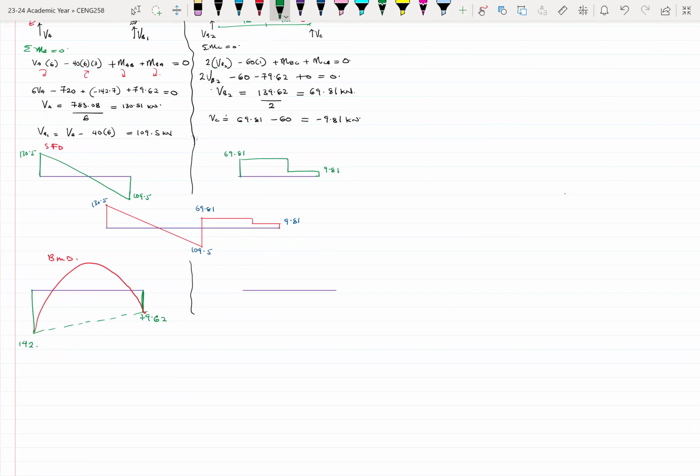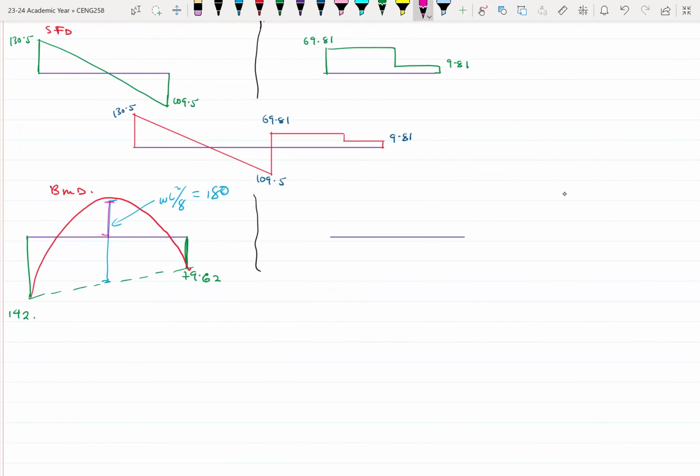So pretty much this entire height here will be wL squared over 8, which is supposed to be 180. If you want to know the smaller height, we need to first find this. Let me call this y1, then you can determine y2. So y1 plus y2 is what is given as the 180.